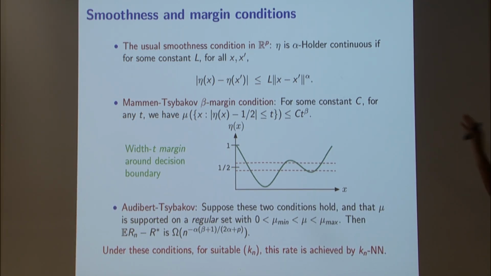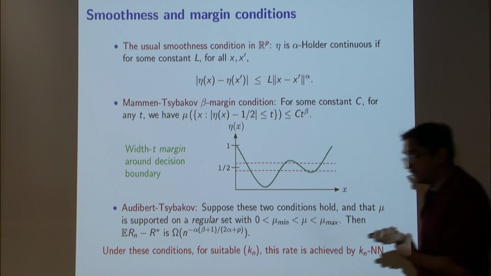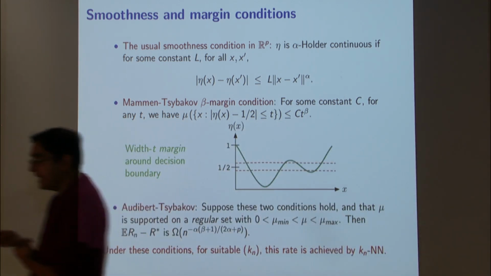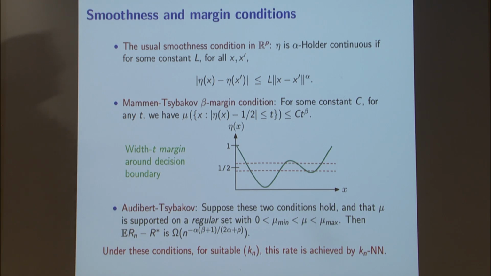Okay, so that was this, and then we wanted to actually get better rates, so rates that are really fine tuned to the specific distribution at hand, and you do need the smoothness condition. And so the first thing we did was to try and come up with a smoothness condition that is appropriate for nearest neighbor, and I'll tell you what I mean.